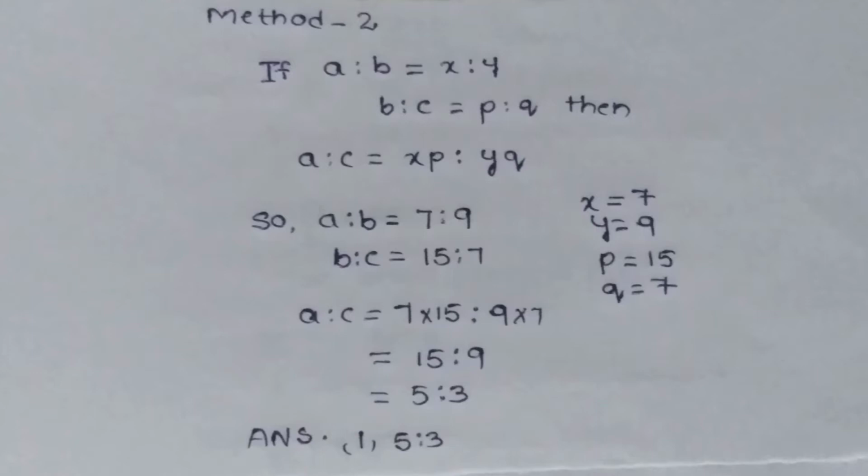Here the value of X is 7, the value of P is 15, the value of Y is 9 and the value of Q is 7. So if we multiply 7 into 15 and 9 into 7, we get the answer for A is to C. That is, A is to C is equal to 5 is to 3. So the answer will be option 1, which is 5 is to 3. I hope you have understood the solution. Now let's see the solution for question 7.